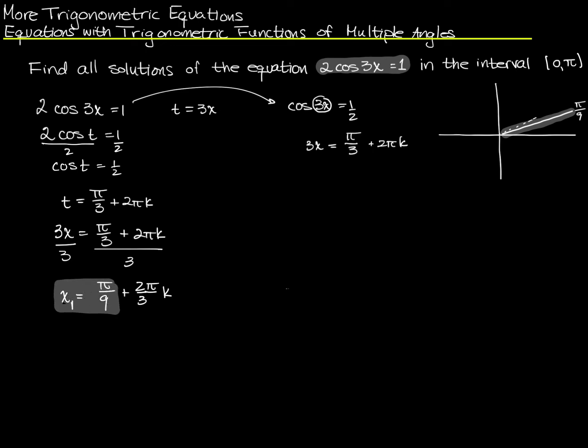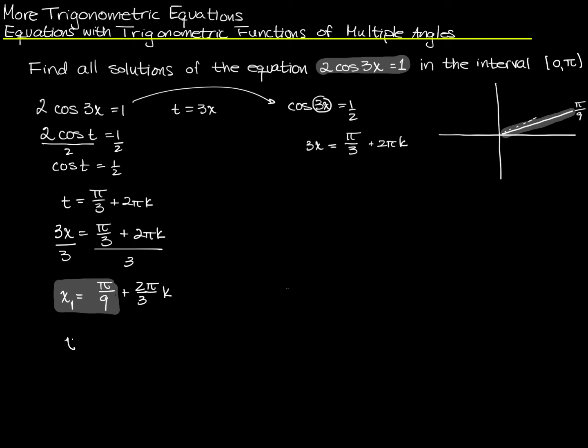Now, another solution is what happens when k equals 1. At this point, I've got an exact value for pi over 9, because I've just taken pi over 3 and divided it by 3. But it's going to be tricky to find an exact value for the next one. Well, I guess I could do it, but it's a little bit more tedious than is really necessary. So I'm just going to type pi over 9 plus 2 pi over 3 into my calculator, assuming that k is equal to 1.